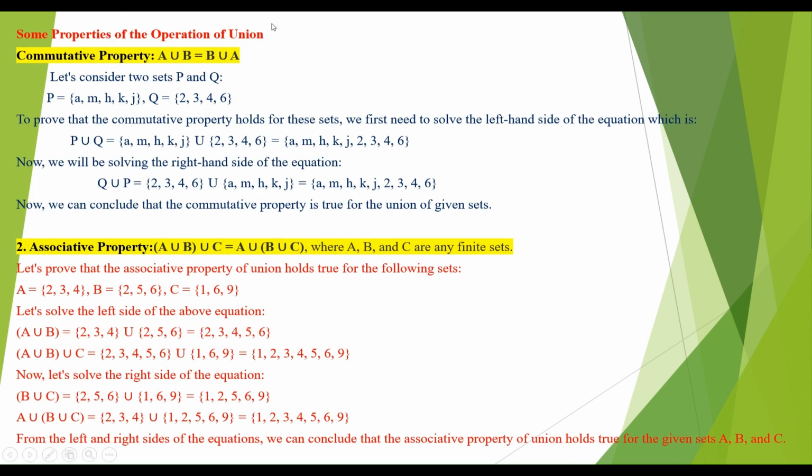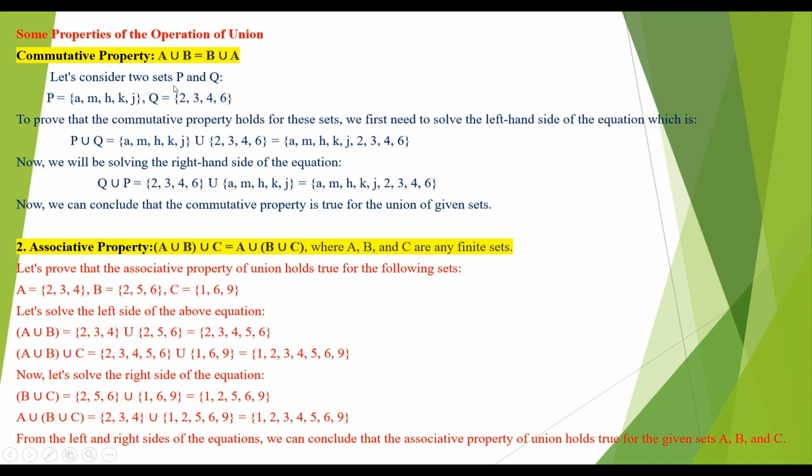Next, we will see some properties of the operation of union. Firstly, we will see the commutative property. What is the commutative property? It is nothing but, see, A union B is equal to B union A. So when we do A union B, that is also equal to B union A. Just we will see this with an example.